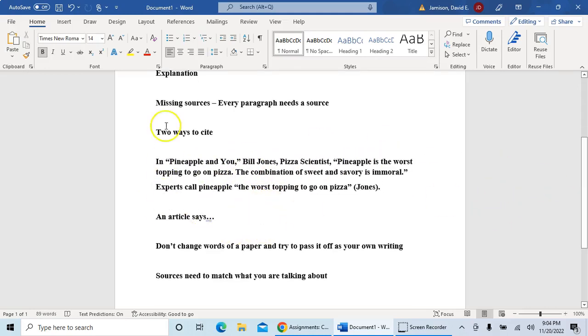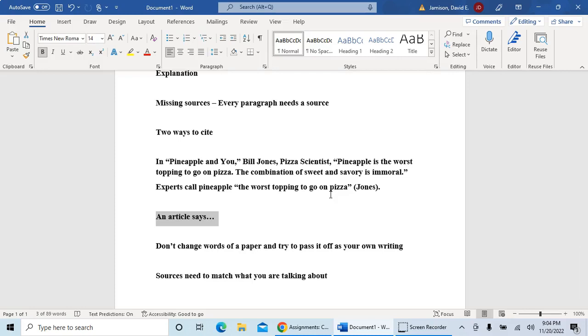What you don't want to do, you want to set up your articles. You don't want to just say an article says, and then drop in a quote or something like that. A lot of people were doing that this time. You're not really helping yourself that much.